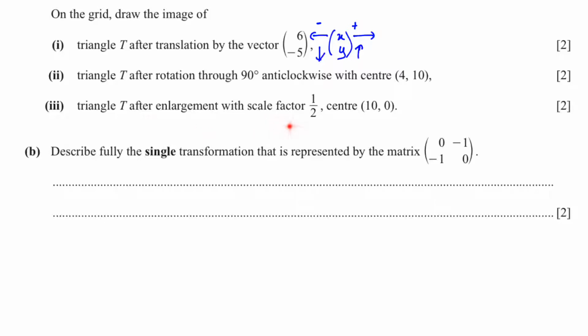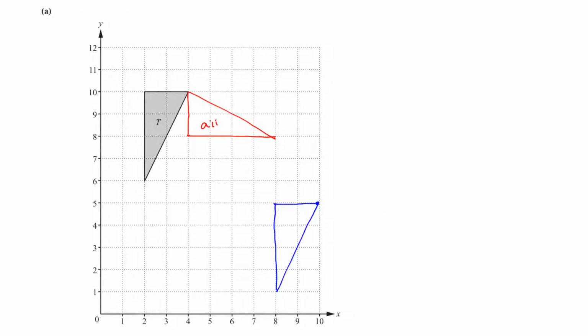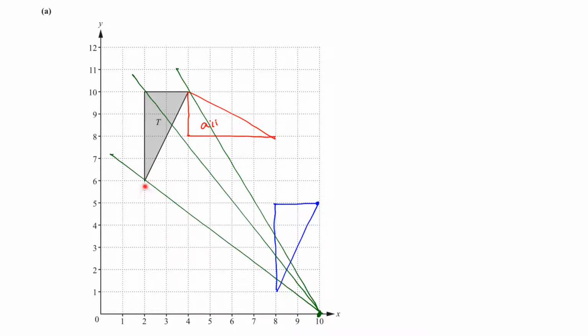Triangle T after enlargement with scale factor half, center (10, 0). So first we have to mark the center (10, 0). When x is 10, y is 0. So this is your center, (10, 0). Now we have to join all three vertices of the triangle to the center. So this is how you join your vertices to the center.